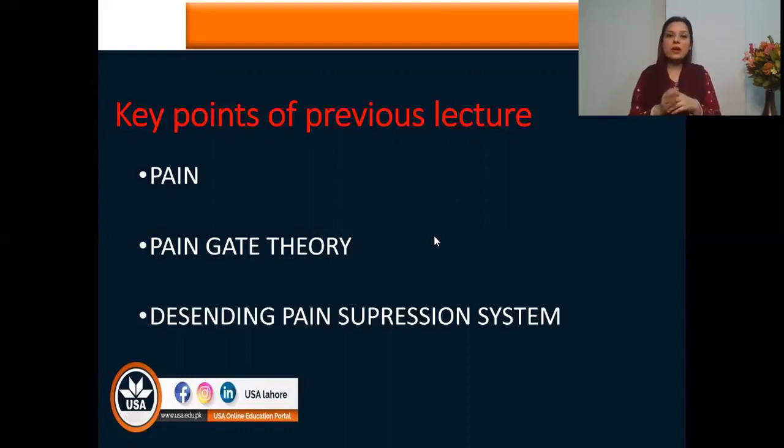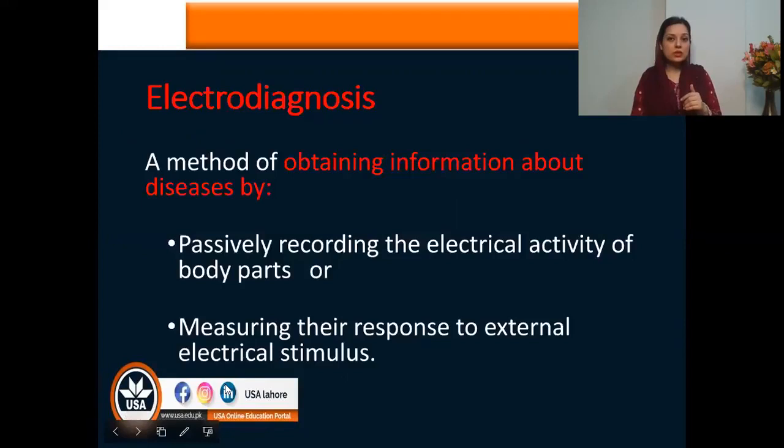The next point we went through in the previous lecture is the descending pain suppression system. We can suppress pain by giving nociceptor stimulation through the process of counter irritation. We can stimulate the descending pain suppression system in our brain, at the level of the nucleus and periaqueductal area, which sends messages through descending neurons and releases enkephalins and endorphins. These suppress substance P, through which the pain is closed.